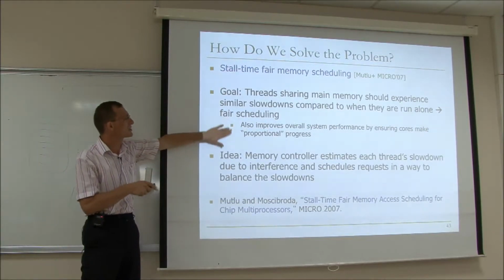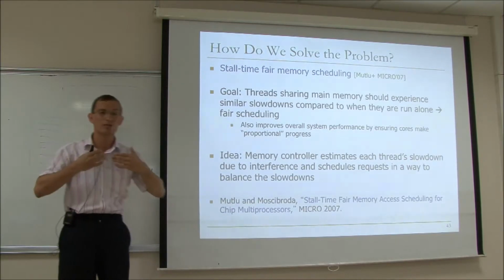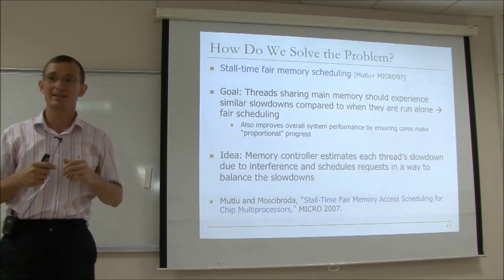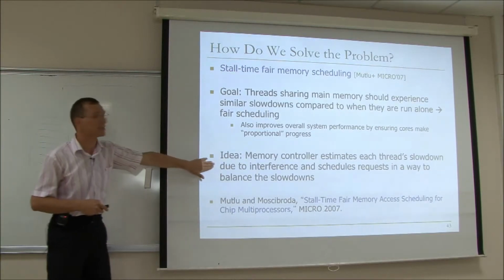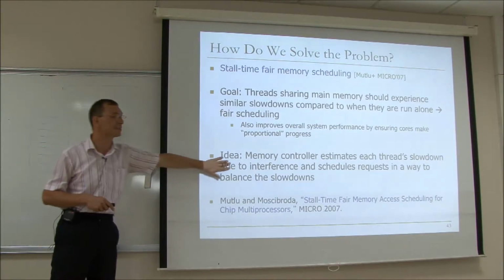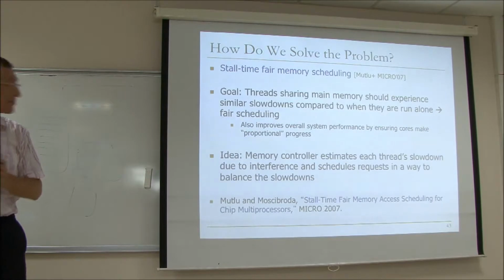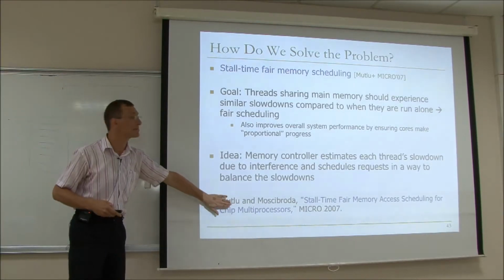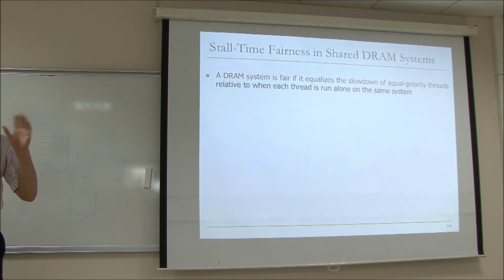And if you actually do this, the hope is that it also improves overall system performance by ensuring cores make proportional progress. Right, now your cores are having proportional slowdowns. And the idea to achieve this is to have the memory controller estimate each thread's slowdown due to interference and schedule requests in a manner that balances the slowdowns. And this is the paper that describes the idea. So how do you do this? That's the key question. It turns out it's not going to be as easy.